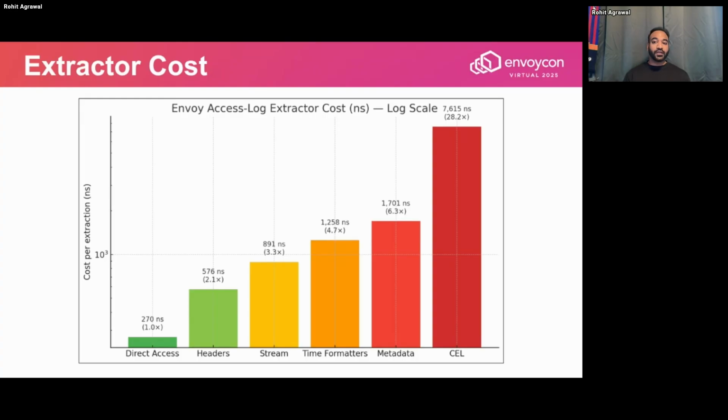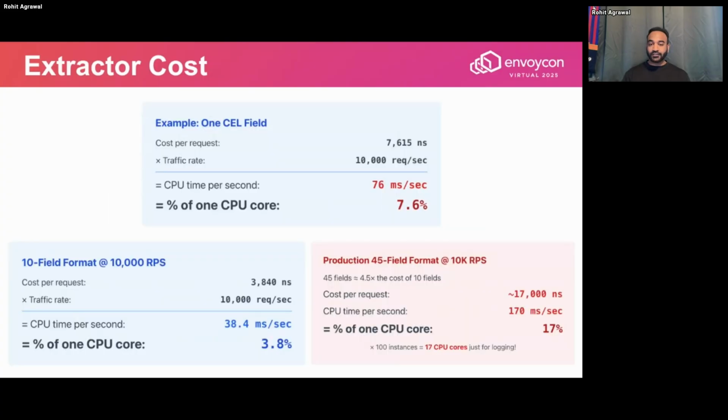So one of the things we did was, there are cases where we would be able to use the header extractor instead of the CEL extractor or metadata extractor, but we were just blindly using CEL. So we audited and we corrected those fields in the access log to use headers or metadata and not use CEL everywhere. So this benchmarking helped with understanding the cost per extractor.